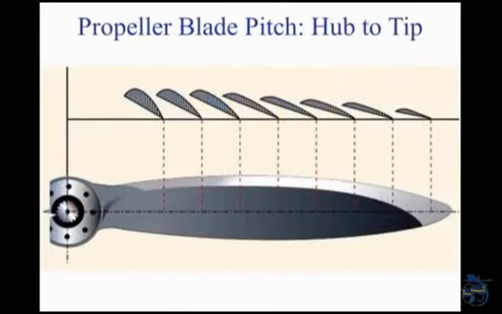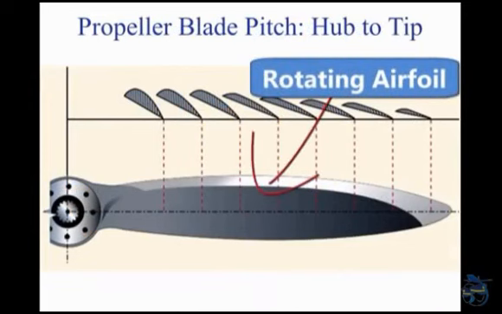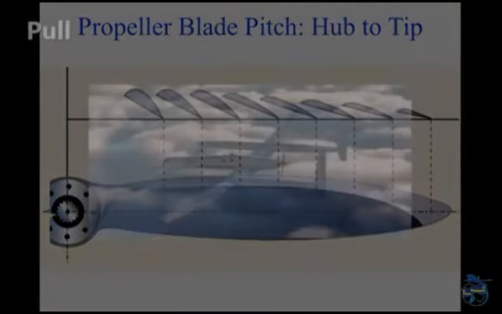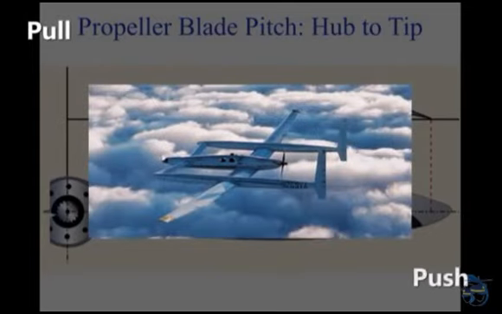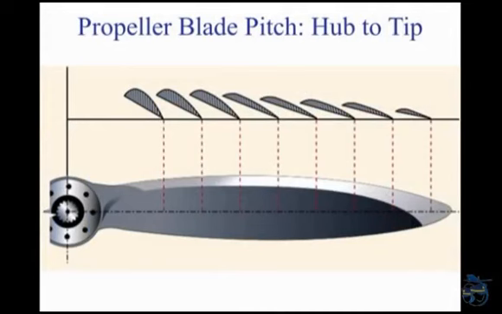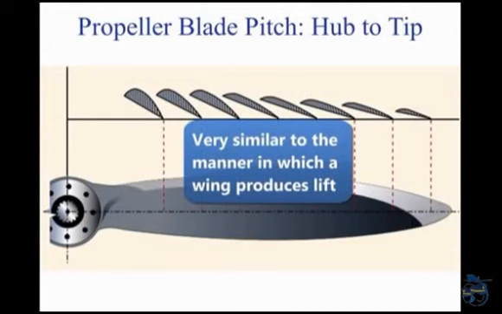The propeller is a rotating airfoil, subject to induced drag, stalls, and other aerodynamic principles that apply to any airfoil. It provides the necessary thrust to pull, or in some cases push, the aircraft through the air. The engine power is used to rotate the propeller, which in turn generates thrust very similar to the manner in which a wing produces lift.